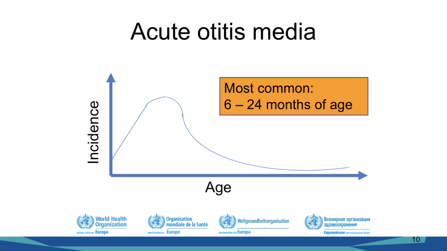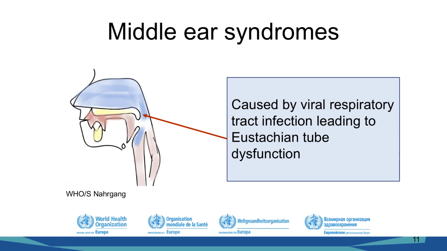Acute otitis media most commonly occurs in children 6 to 24 months of age, with declining prevalence as children reach school age. Acute otitis media is uncommon in adolescents and adults. A viral upper respiratory tract infection leading to eustachian tube dysfunction is thought to cause the middle ear abnormalities we are discussing in this module.